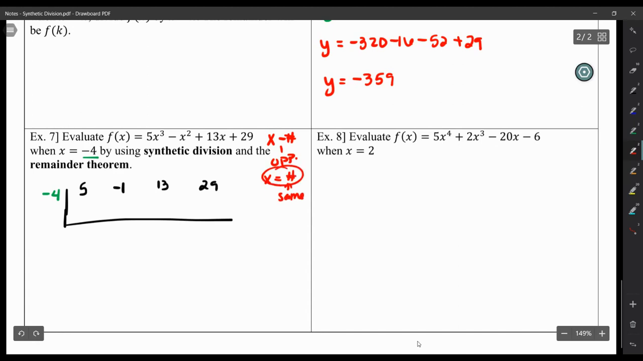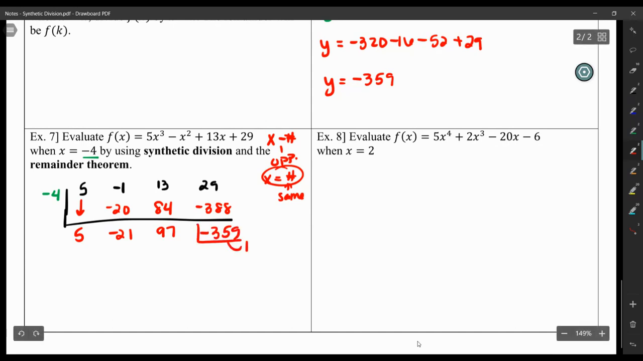Basically, this is already set up for us. Nothing to change, we're good to go. Now let's start our division. So this is a 5, negative 4 times 5 is negative 20. This makes negative 21. Negative 4 times negative 21 is 84. 84 plus 13 will make 97. 97 times negative 4 is negative 388. And negative 388 plus 29 makes negative 359.